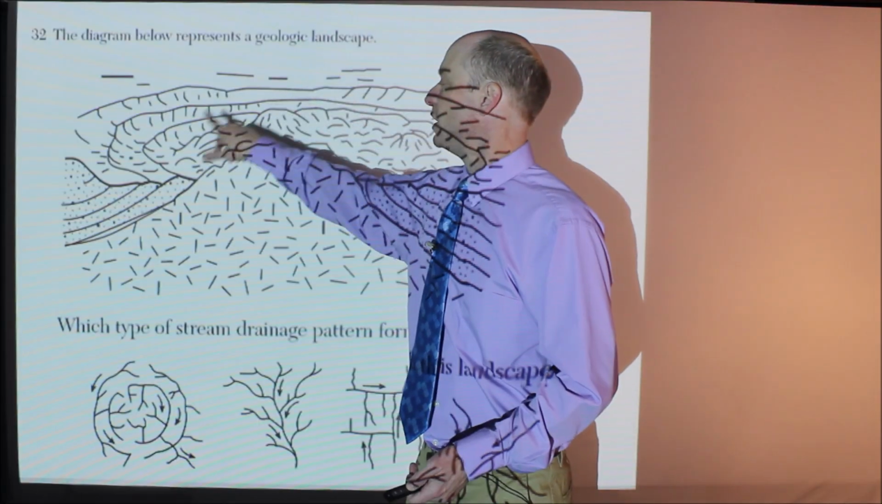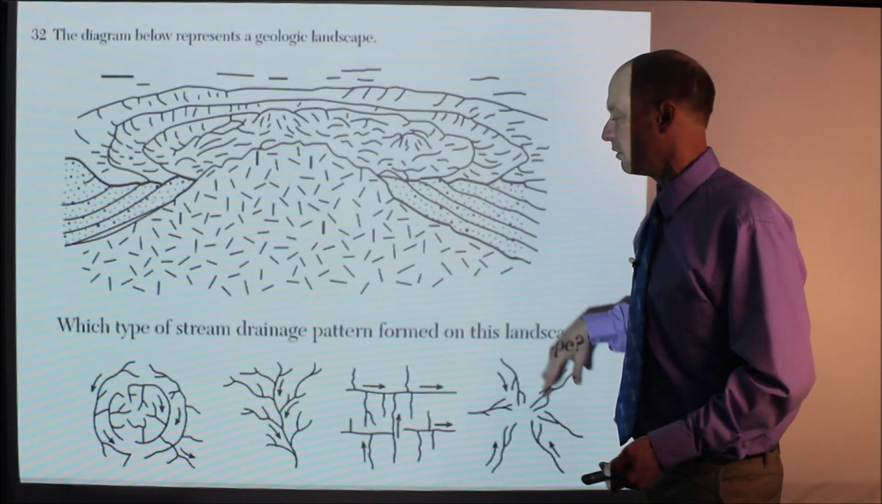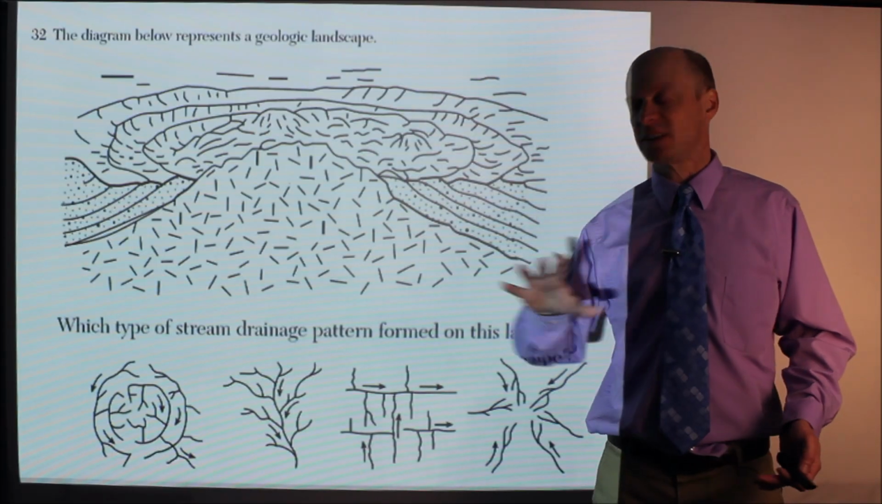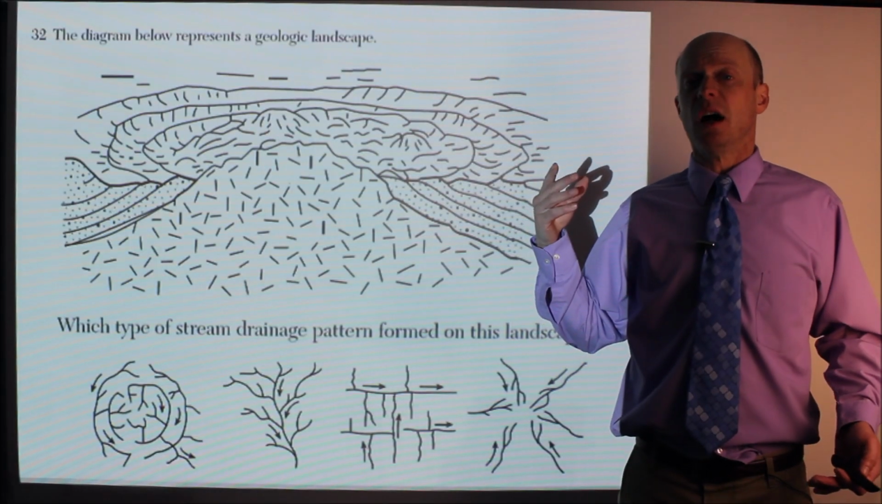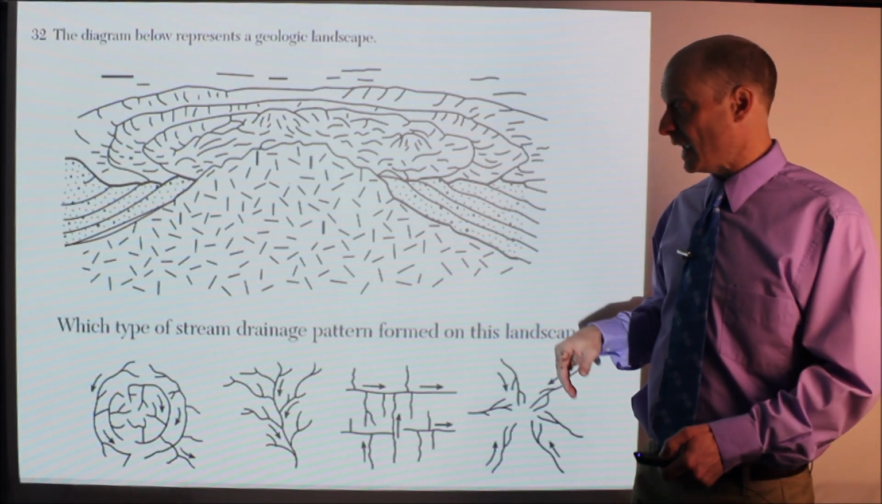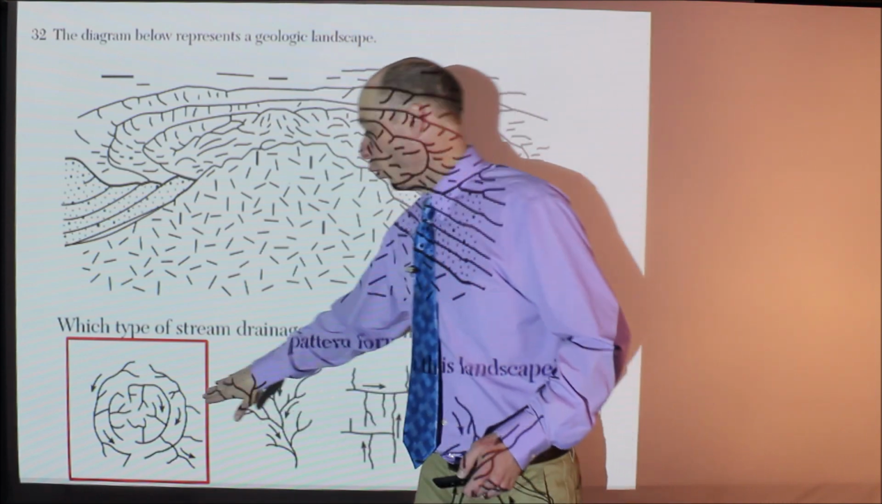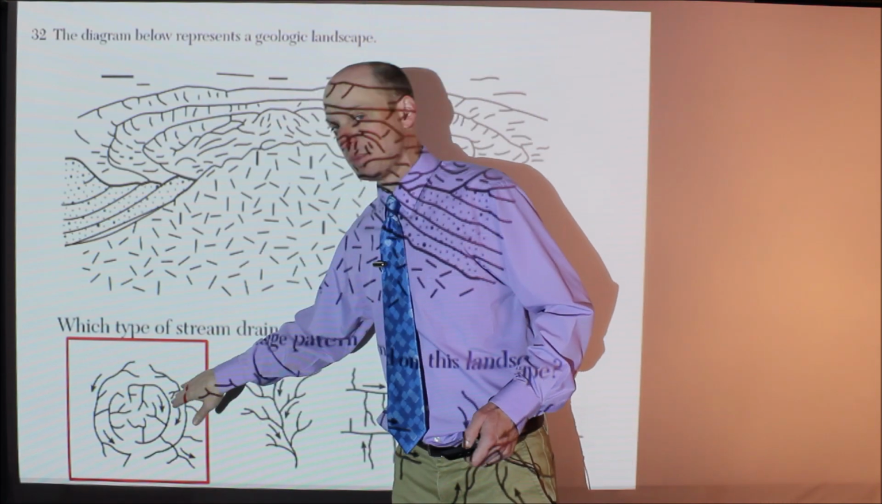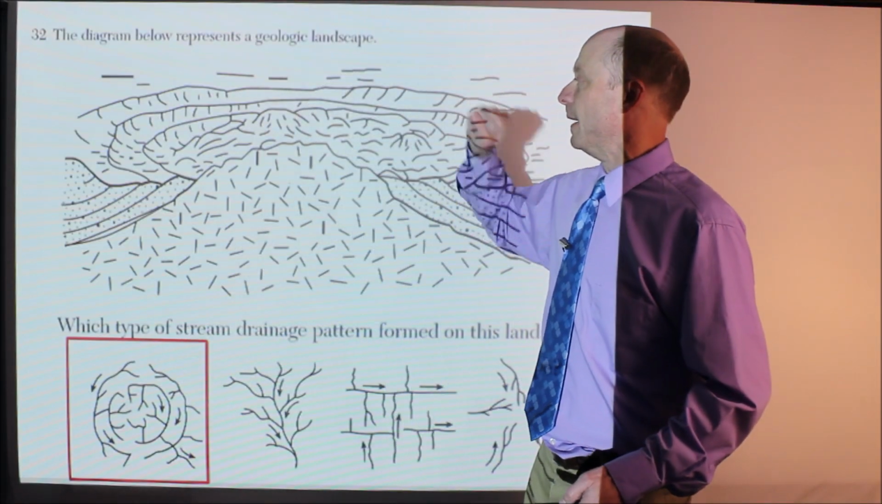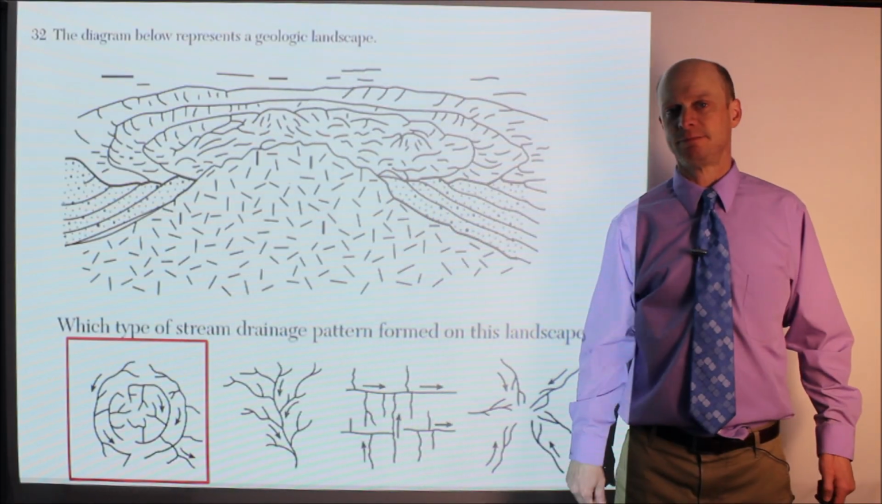So you see these ridges. This is this dome and this differential erosion. And this is one of those where it's just a bit of common sense. You don't need to know the names of these. What you need to know is just match them up. And based on this, the answer is going to be choice number 1. This type of stream drainage pattern is going to occur when you have a landscape like that.